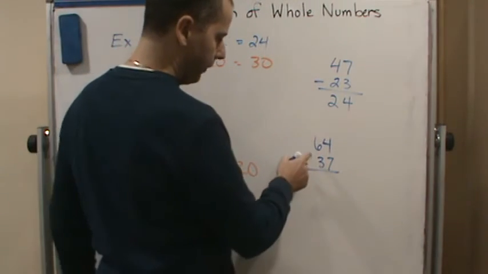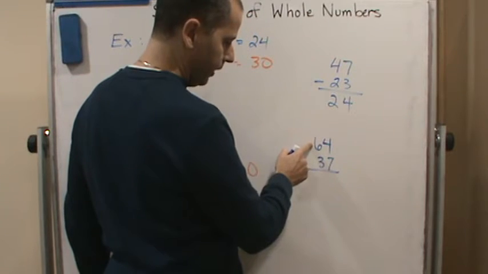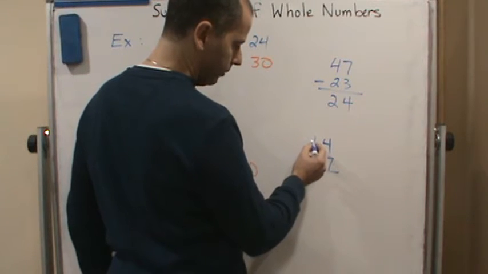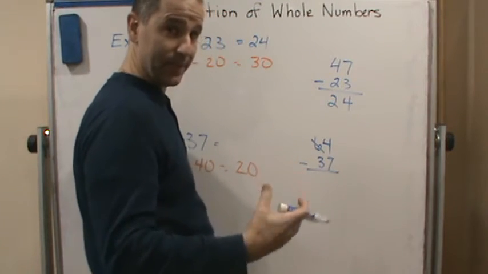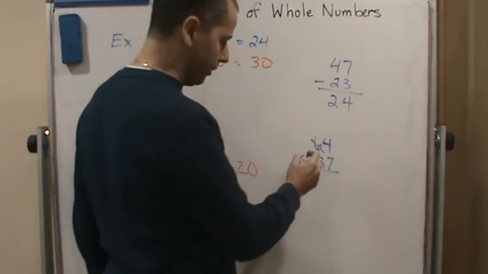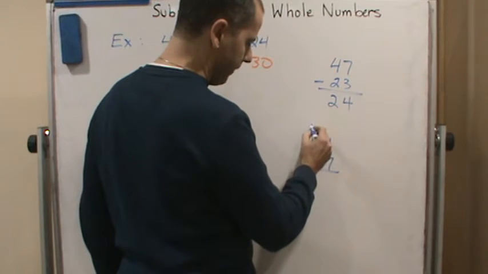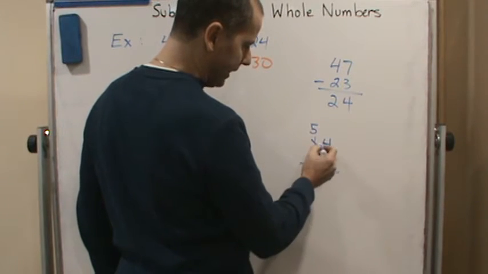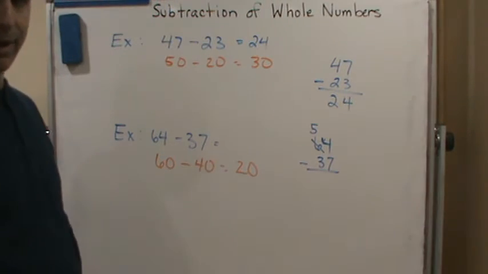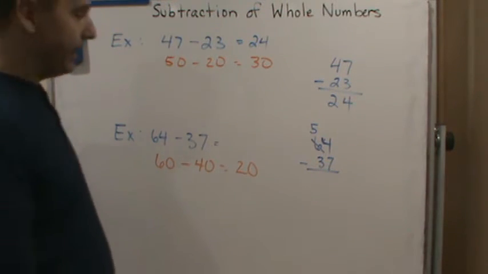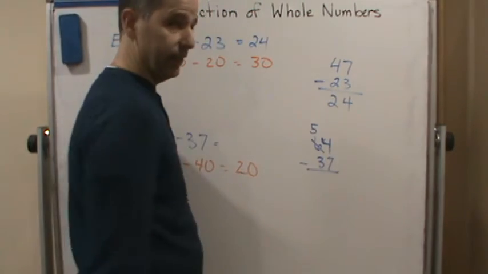So where do I borrow from? I'm going to borrow from the tens column. So I'm going to borrow from the 6. I'm going to take 10. Basically, in effect, I'm taking 10 from the tens column when I do this. So this is going to become 5. And now I'm going to take 10 and stick it on the 4, so now my 4 becomes 14, and now I can go ahead and subtract 7.